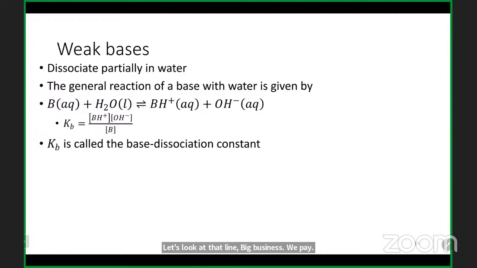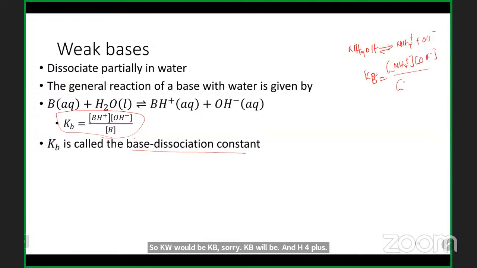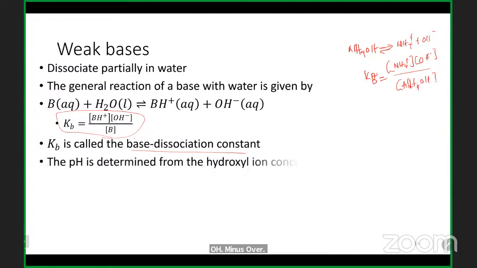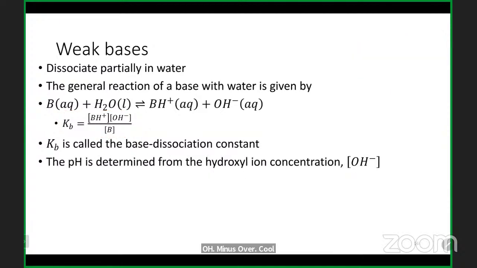Because they dissociate weakly, this is their own dissociation. It is called the base dissociation constant. For the ammonia that we had the other time, NH4OH going to NH4+ plus OH-, KB would be NH4+ times OH- over NH4OH. So the pH is also determined from OH-.